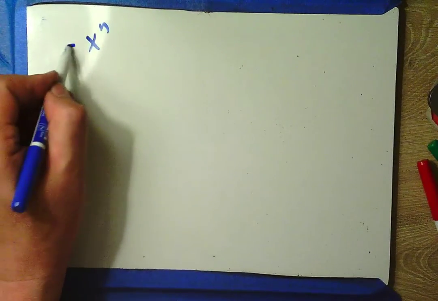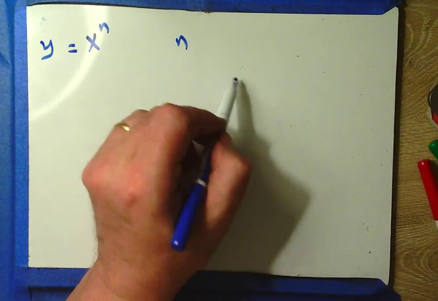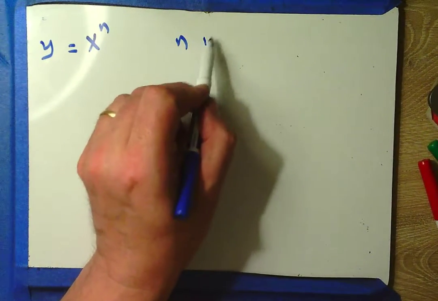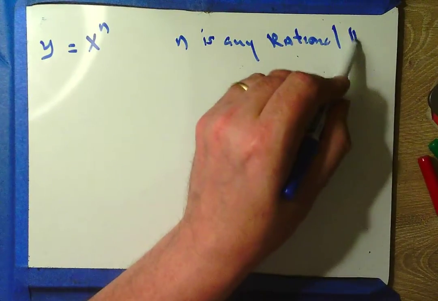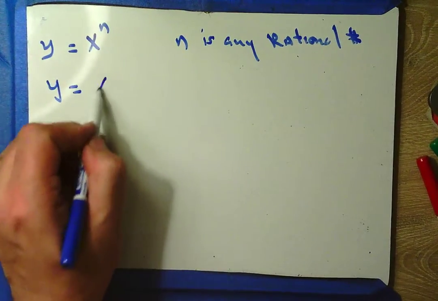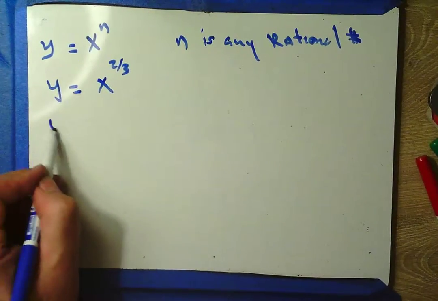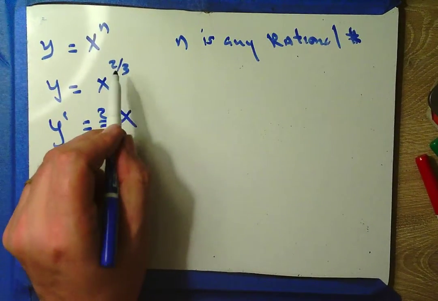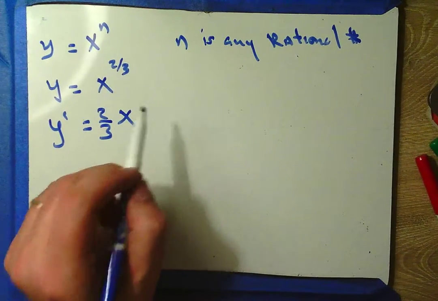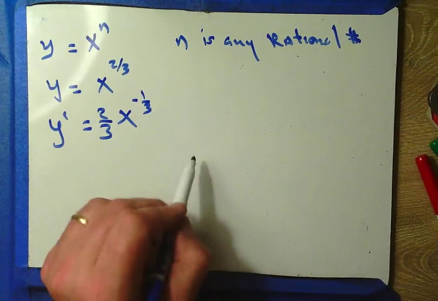And number 7 is actually just a variation on one of our shortcuts that we had, the power rule, except now we're going to say x to the n, but n isn't an integer value. N is any rational number. So if I have y equals x to the 2/3 power, well, y prime is just going to be, bring that power down in front, x, and subtract 1. 2/3 minus 1 is 2/3 minus 3/3, or negative 1/3.